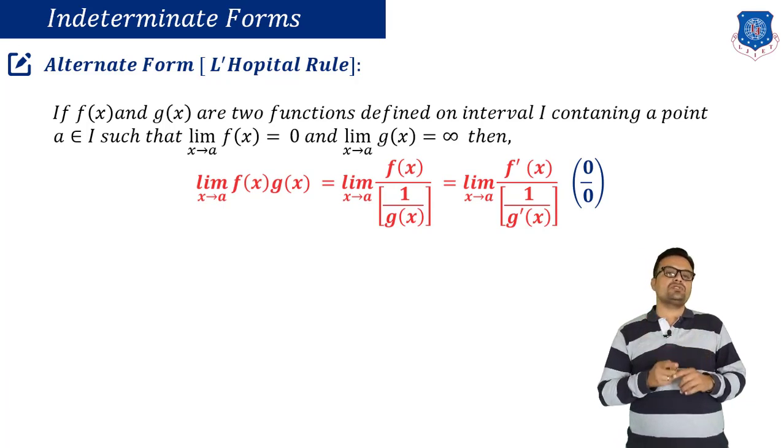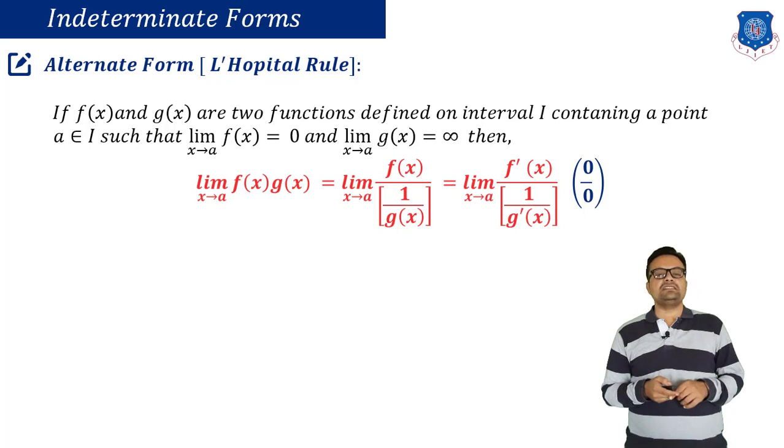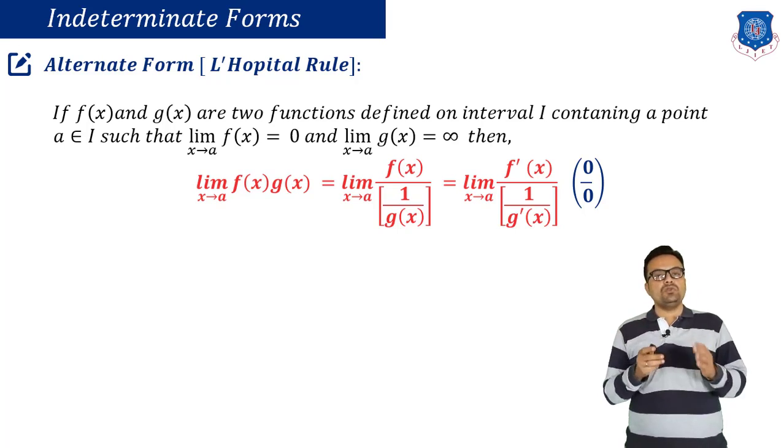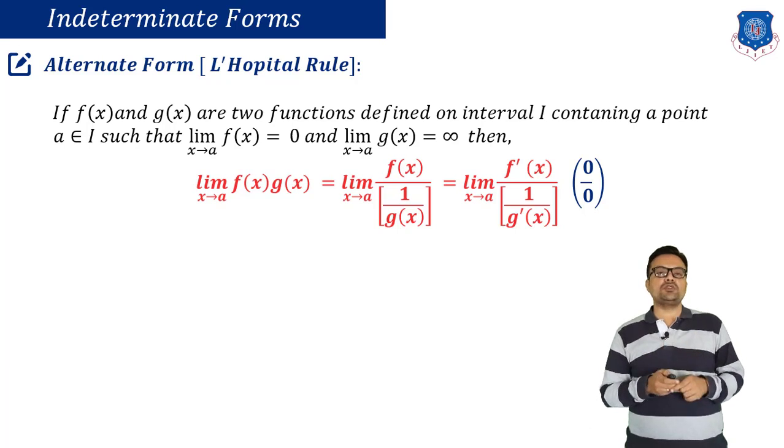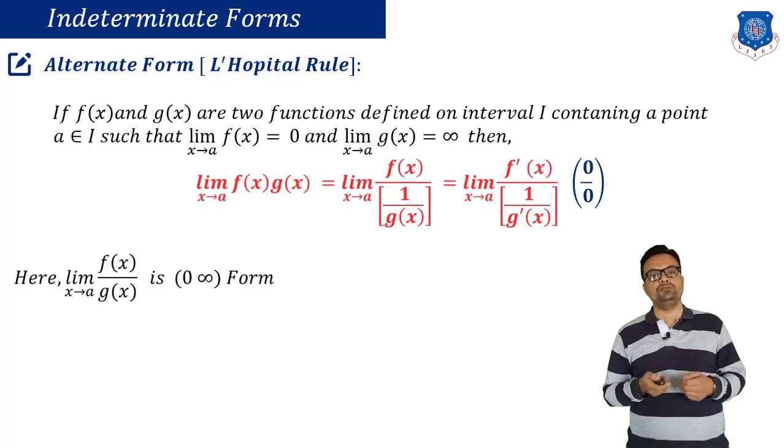So you can focus on that part which is infinity, which is g of x, and you can take it into the denominator. So what is happening in that big bracket in the denominator? It is 1 upon infinity, so it is 0. So ultimately we are converting this form into our fundamental 0 by 0 form, and then we can evaluate the value. This is how we can deal with the 0 into infinity form.